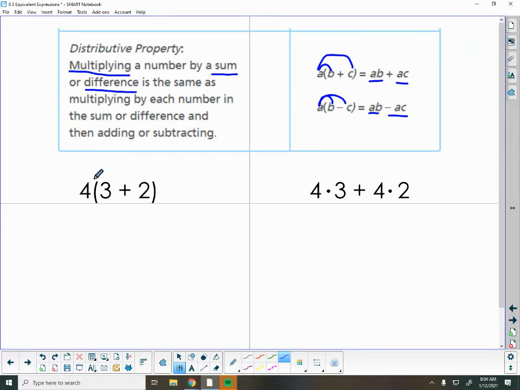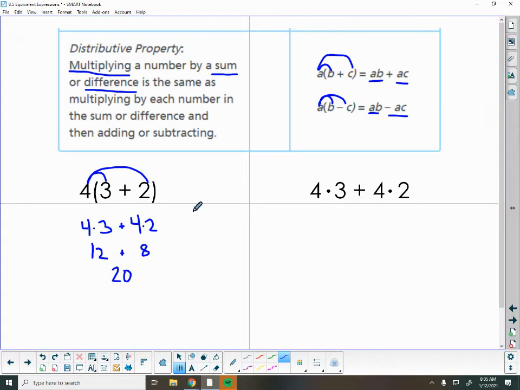So let's take a look at that with some numbers here. We have the sum of 3 plus 2 times 4. So we're going to give the 4 to the 3. So let's just start 4 times 3, and we're going to add on 4 times 2 and see what we get here. So 4 times 3 is 12. 4 times 2 is 8. And we add those together, we get 20.